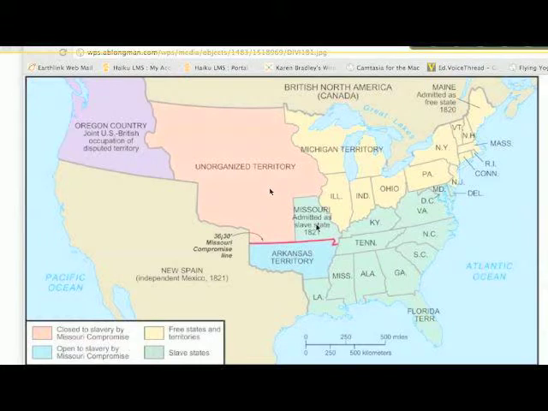Admitting Missouri as a slave state would upset the balance of 11 free and 11 slave states in the Senate, giving the South a political advantage. So in 1820, Congress approved the Missouri Compromise. Missouri was admitted as a slave state, and Maine, way up here, was admitted as a free state. It had previously been part of Massachusetts. In the remainder of the Louisiana Territory, which was this territory over here, slavery would be permitted only south of 36 degrees 30 minutes of latitude, the southern boundary of Missouri.